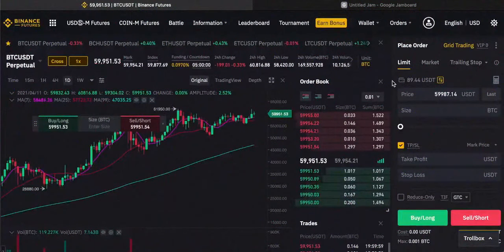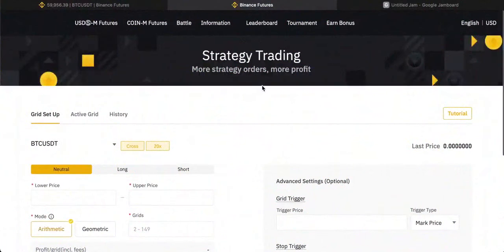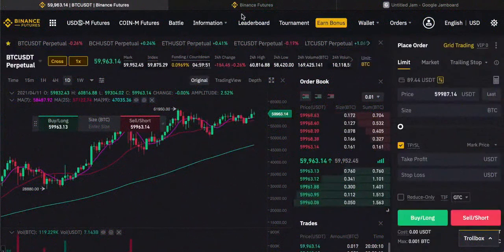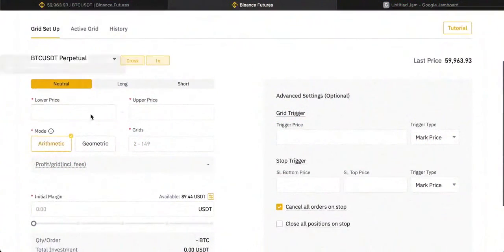So to get right into grid trading, we're going to come up to here to this grid trading right here. This is actually our trading bot. So I'm just going to click on this. It will take us through to this page. It actually takes us out of the trading page. So it actually is quite simple and step by step in terms of what you can do here, but I'm going to explain everything for you.